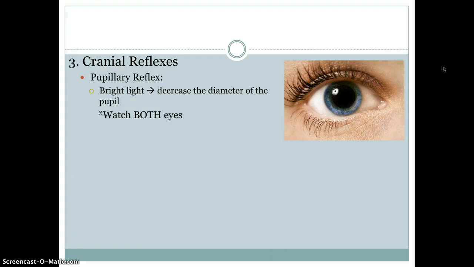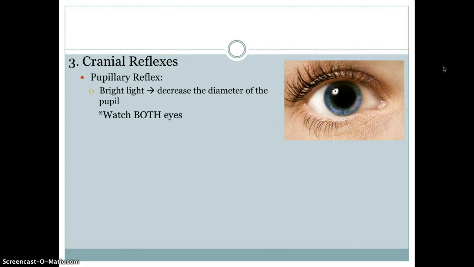Cranial reflexes are controlled by one of the cranial nerves and are processed in the brain. These reflexes are important because they can give an indication of the condition of specific cranial nerves. In lab, we will only be practicing the pupillary reflex, which gives an idea of the functionality of cranial nerve 2, the optic nerve.